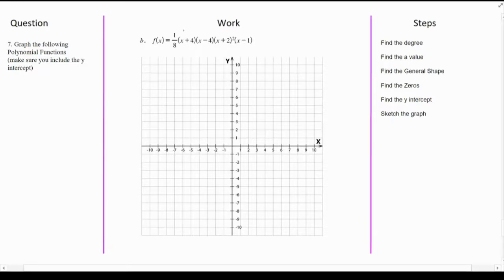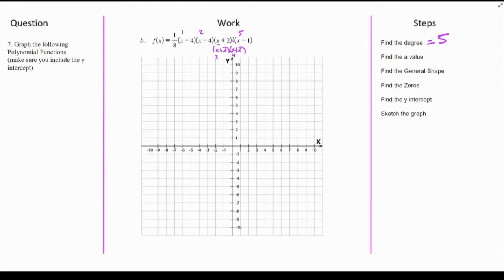So when I'm looking at the degree, I can see that there's 1 x here, 2 x's, 3 and 4 x's, because this is x plus 2 squared. So really, if I were to multiply that together, it would be x plus 2, x plus 2. So that's 3 and 4 x's. And then 5 x's. So now I know my polynomial is a fifth degree polynomial.